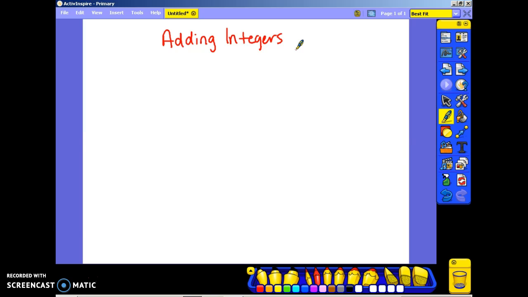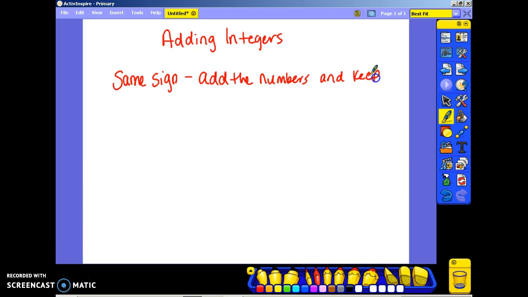If both numbers are positive, you add the numbers and the answer is positive. If both numbers are negative, you add the numbers and the answer is negative. So if it has the same sign, add the numbers and keep the sign. So if we have 4 plus 2, they're both positive. 4 plus 2 is 6.